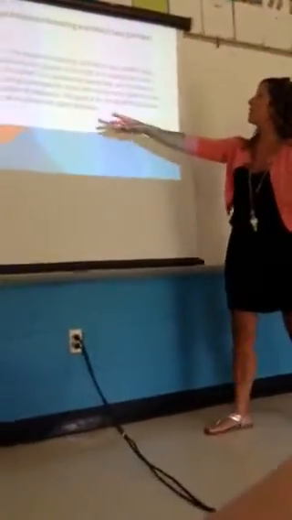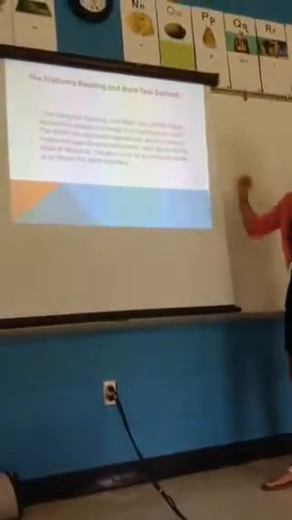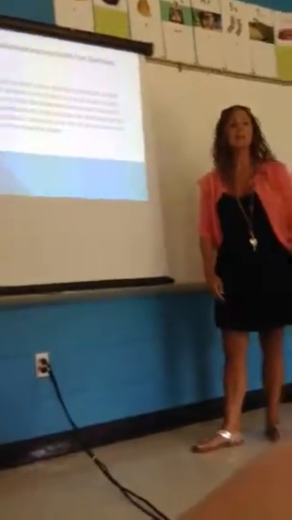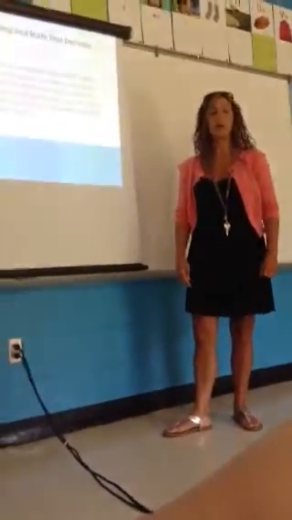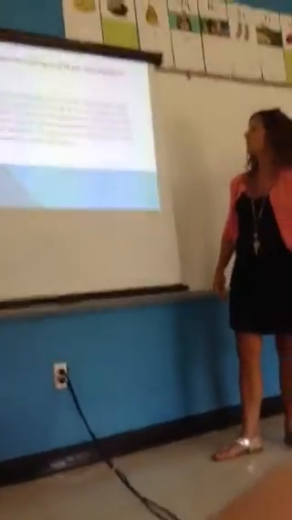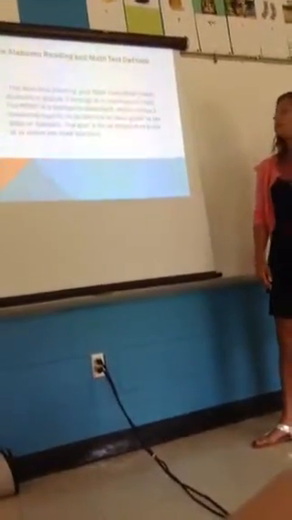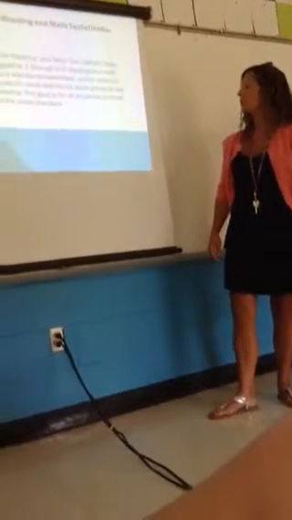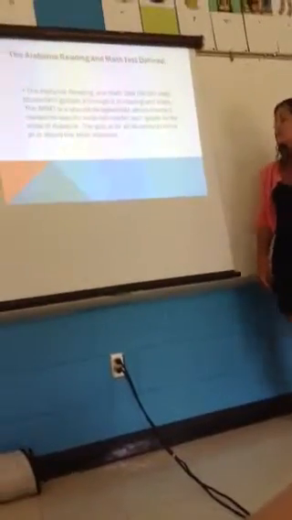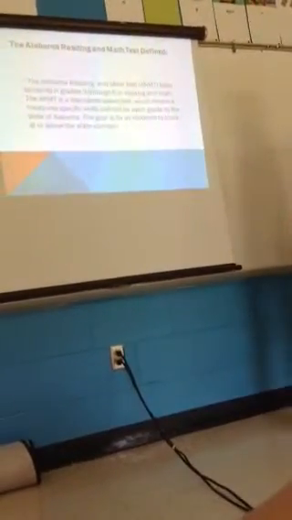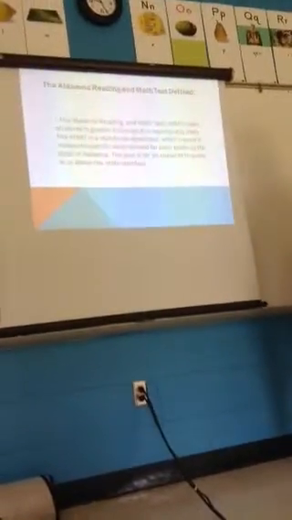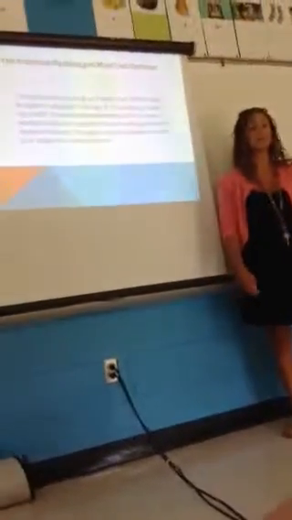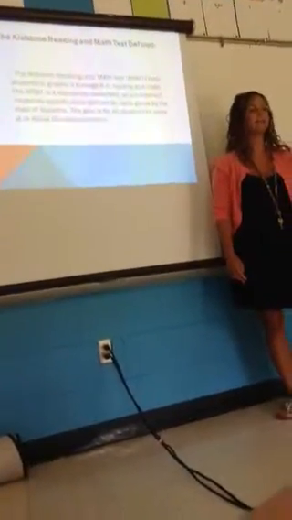As you'll look, the Alabama Reading and Math Test is a test that is given in grades 3rd through 8th, and it's based on reading and math. The ARMT is a standards-based test, which means it measures specific skills defined for each grade by the state of Alabama. The goal is for all students to score at or above the state standard. Okay?